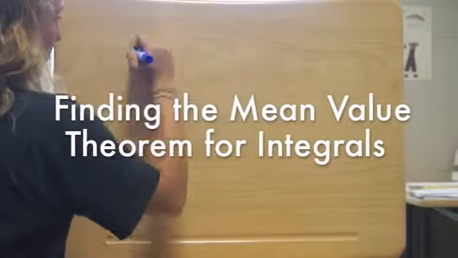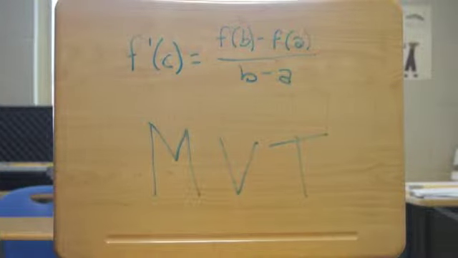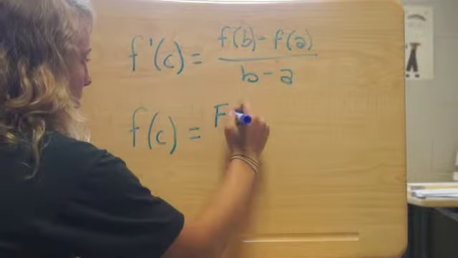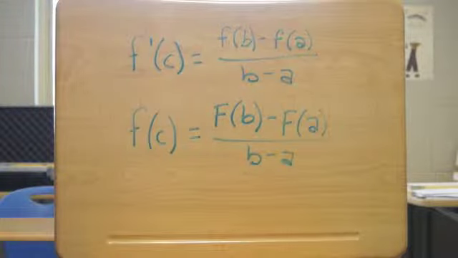The mean value theorem for integrals can be found using the mean value theorem, a concept you learned in a previous chapter. This is the mean value theorem for integrals in a different form. If you notice, each function in the mean value theorem for integrals is an integral of one of the functions in the mean value theorem.